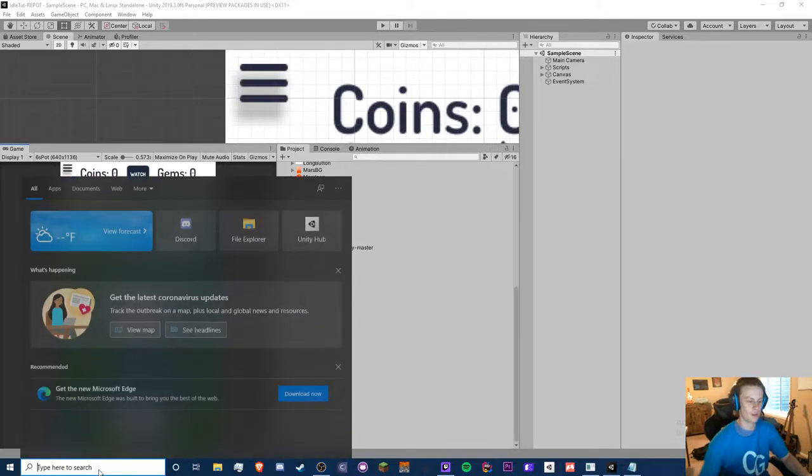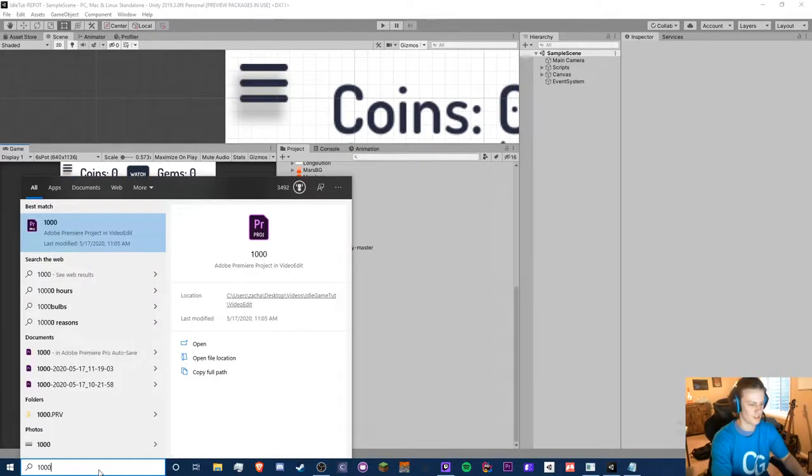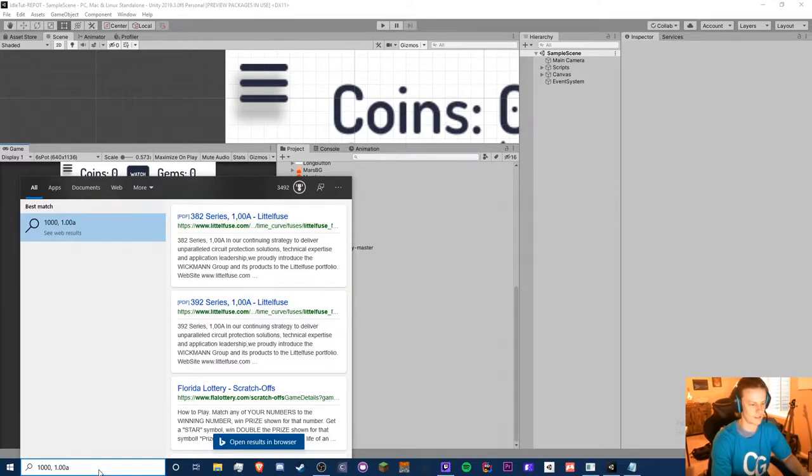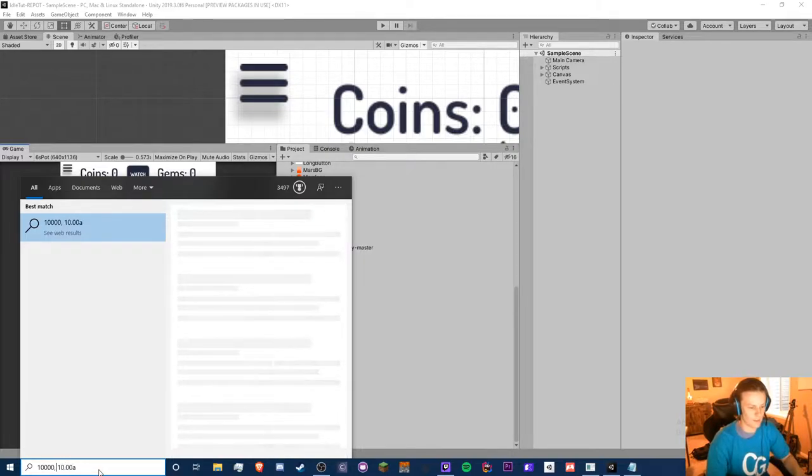So how this is going to work is that, for example, if we have 1,000, it's going to be 1.00A. Simple as that. If we have 10,000, it's going to be 10A, okay? 100,000, 100A. And then a million will be 1B.